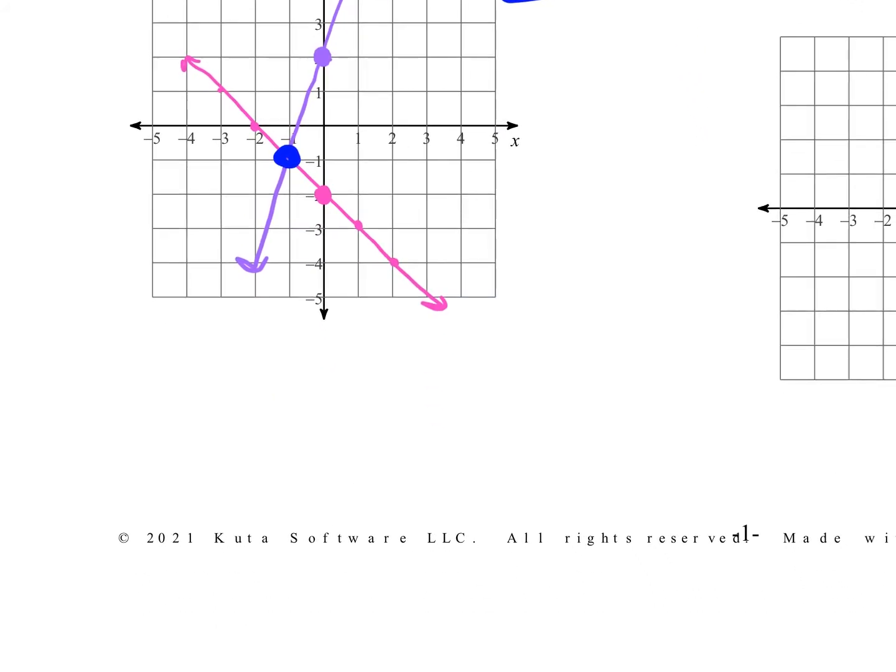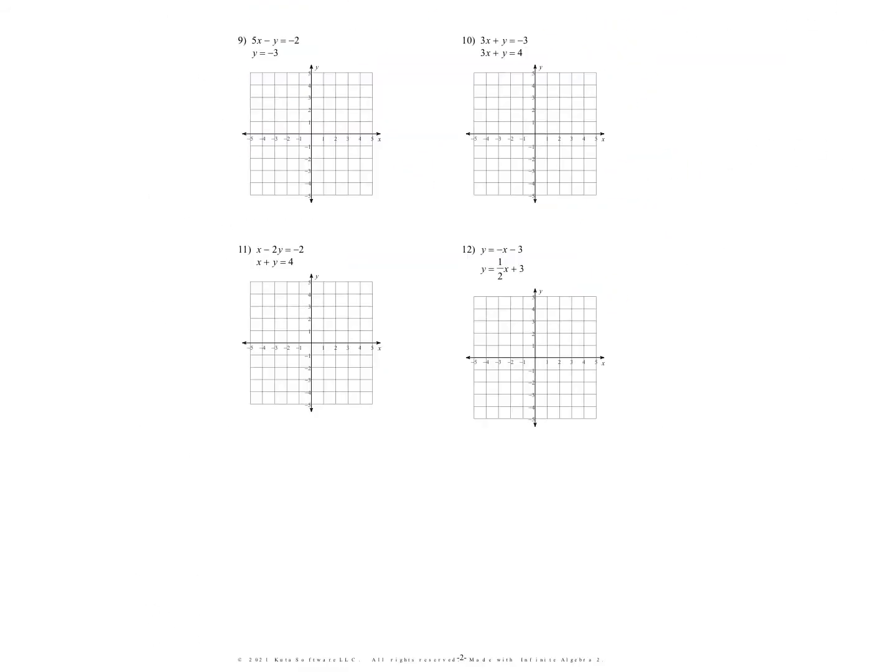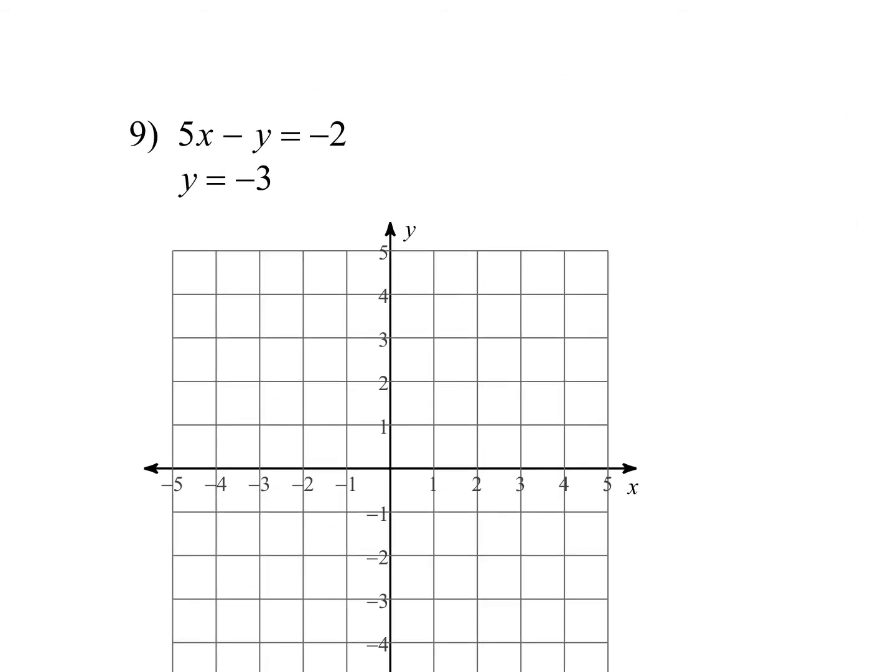All right, let's go to number 9 on the next page. Number 9's a good one. First equation, how can I solve for y? I need to get it to y equals mx plus b, so what can I do? I can add y, move it to the other side, so this would be 5x is equal to -2 plus y. Well, now I have to move the -2 over. So what can I do? Add 2.